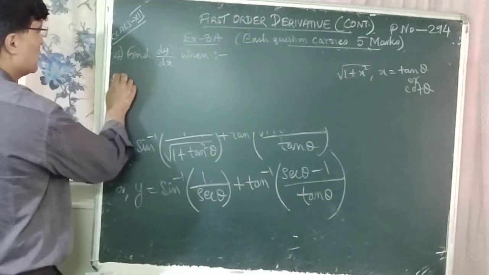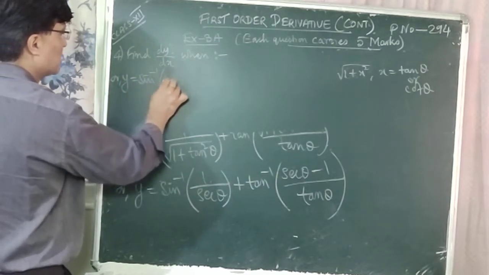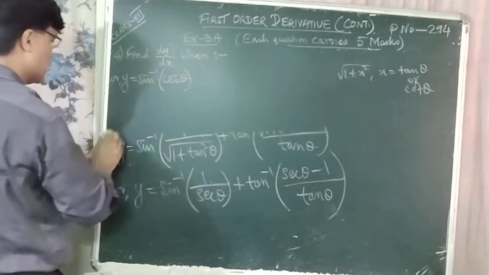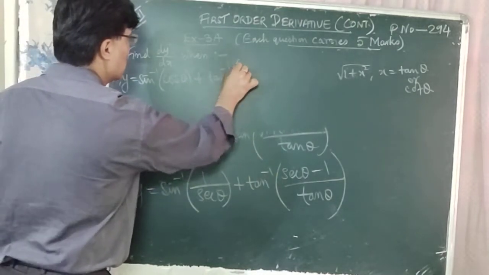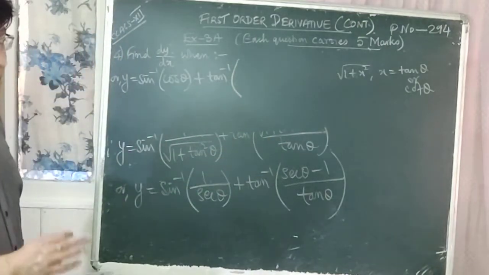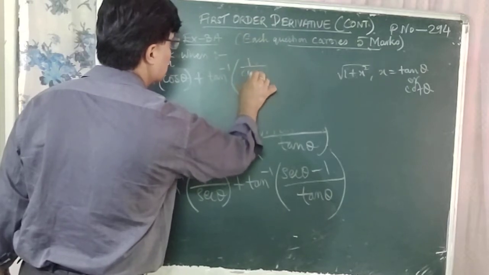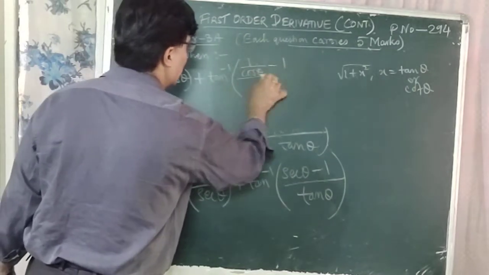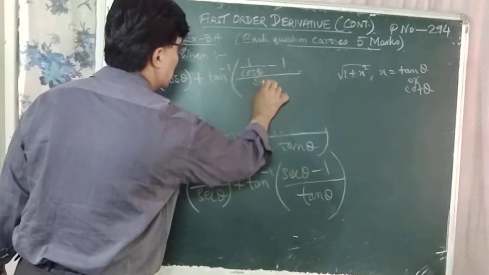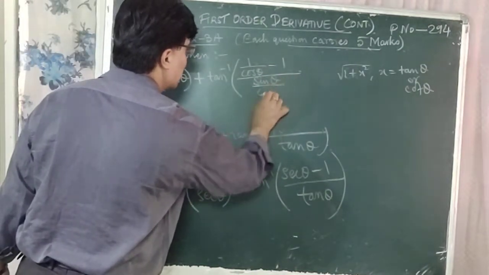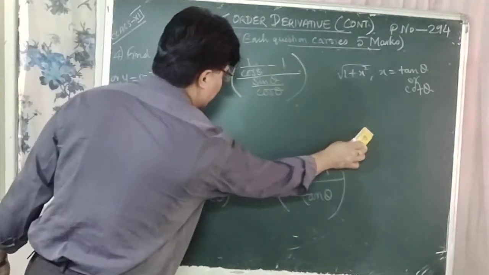Or y is equal to sine inverse, what is 1 by sec theta? It is cos theta, okay? Plus tan inverse, you can simplify it further. Sec theta, you should write it in terms of cos, it is 1 by cos theta minus 1 divided by, what is tan theta in terms of sine and cos? It is sine theta divided by cos theta, okay?